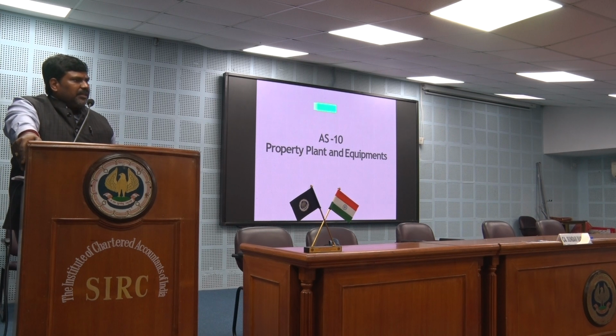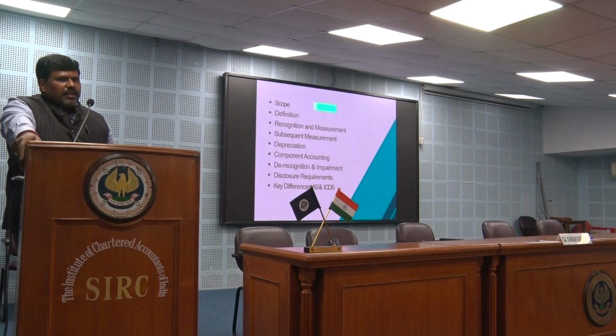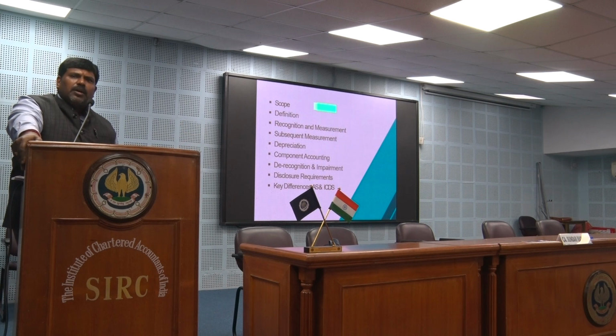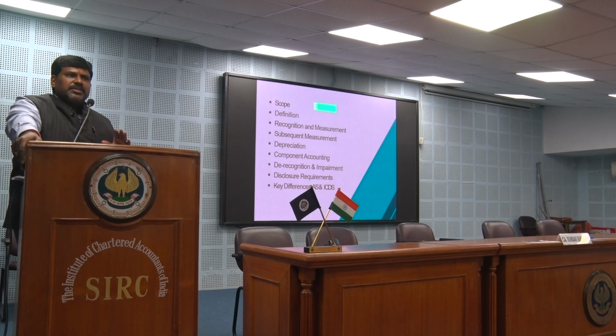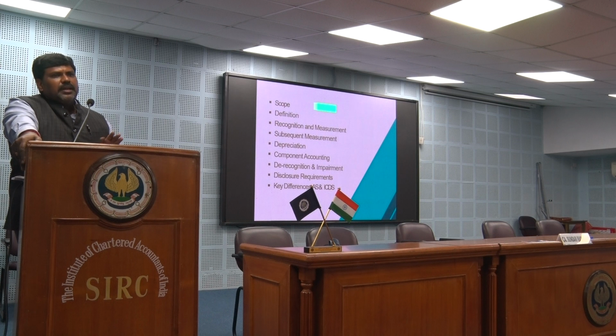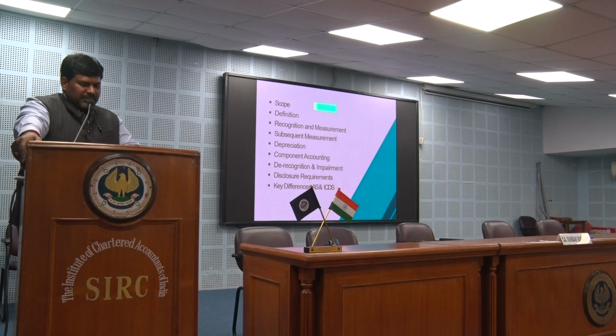Then I will move on to the other two standards. Now, this standard, previously called accounting for fixed assets, has undergone a revision. Previously depreciation-related provisions were covered by standard number 6, and standard number 6 has been deleted. Both the aspects relating to fixed assets, the capitalization, recognition and measurement principles, together with depreciation, are now covered by the standard titled property, plant and equipment.